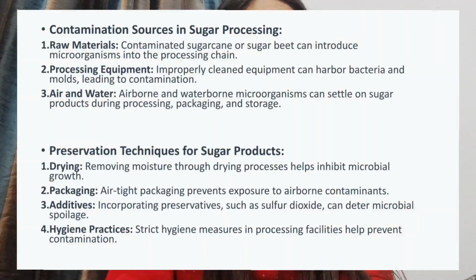Then acid production. What happens in sugar products? Some bacteria can produce acids during metabolism, which can alter the pH of sugar-containing products, and as a result it impacts the taste and stability. So there are various contamination sources in sugar processing. When the sugar is processed, there can be huge contamination due to the raw materials. Contaminated sugarcane or sugar beet can introduce microorganisms into the processing chain.